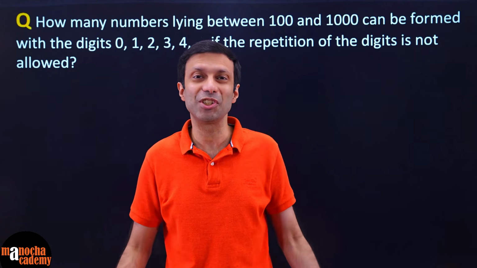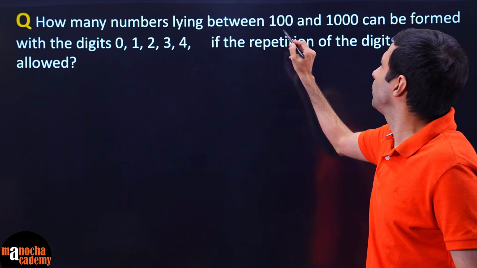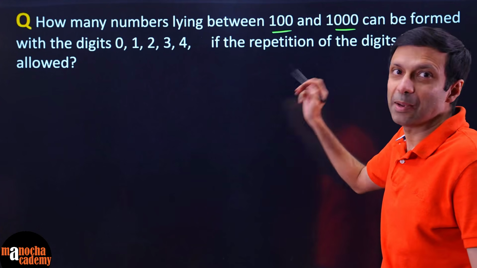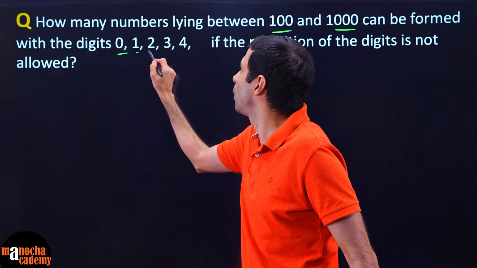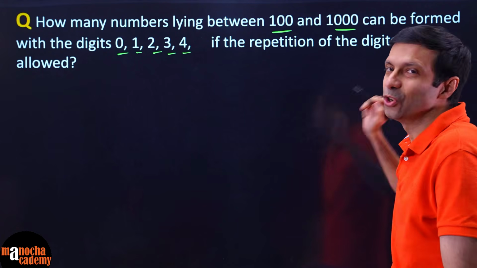And now here's an interesting homework question for you guys. So the question is, how many numbers lying between 100 and 1000 can be formed with the digits 0, 1, 2, 3, 4 if the repetition of digits is not allowed?